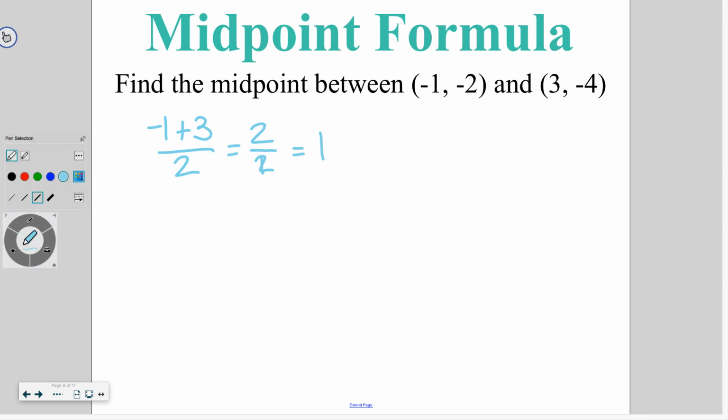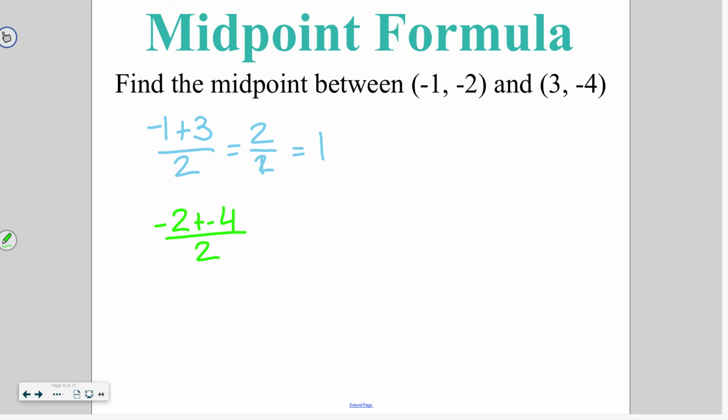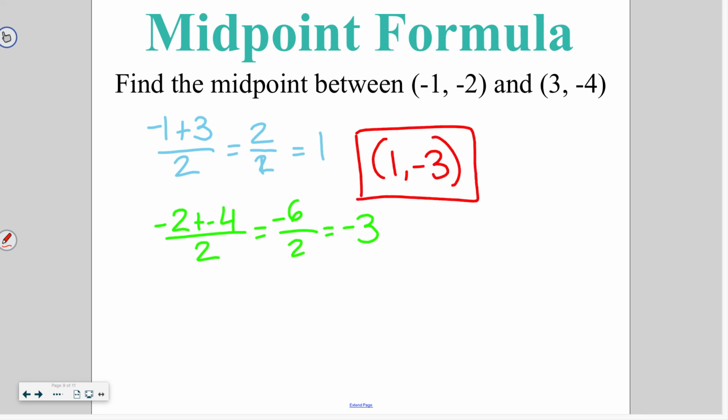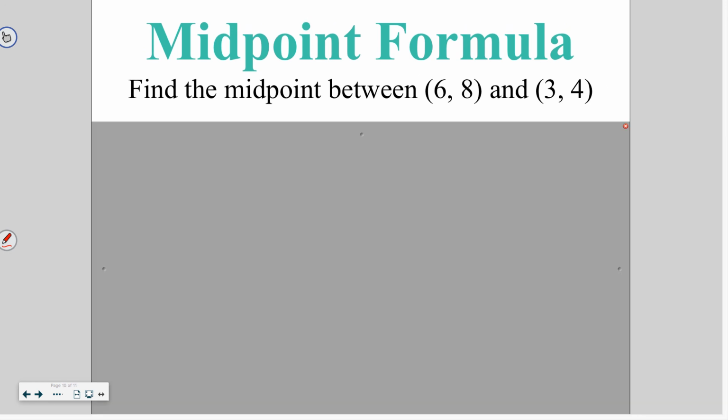I'm then going to go ahead and plug in my y coordinate. So I've got negative 2 plus negative 4 over 2. Negative 2 plus negative 4 is negative 6. Negative 6 divided by 2 is negative 3. So that means my midpoint between those two values is 1, negative 3. So that's the value directly in the middle of those two. Go ahead and try this one on your own.